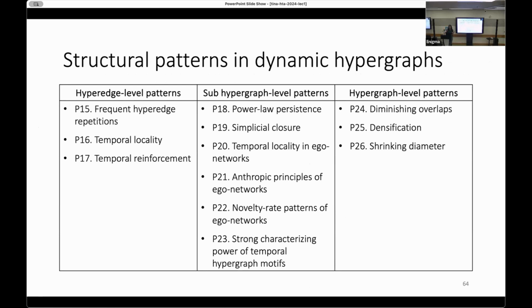So think about a lab. The people in the lab keep publishing papers with each other. There's temporal locality, temporal reinforcement. These are at the hyperedge level. And then the rest of it.